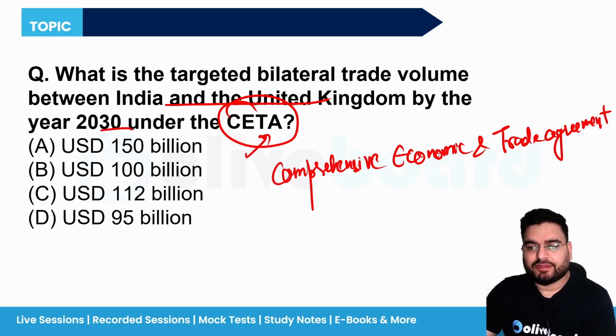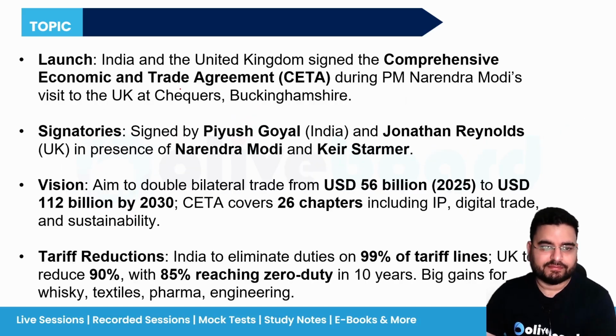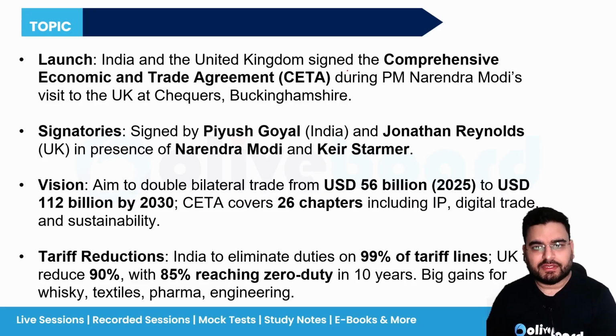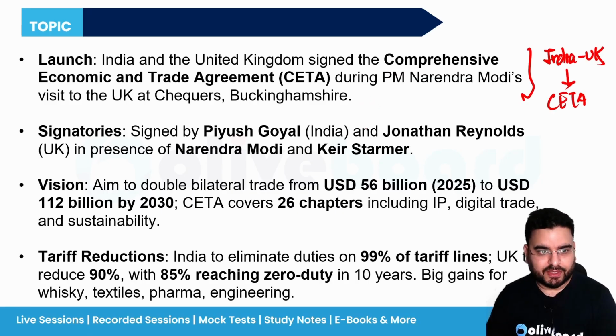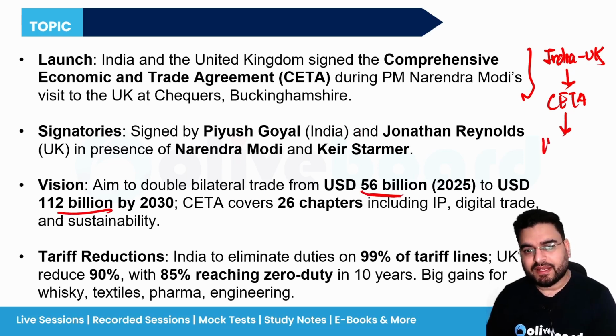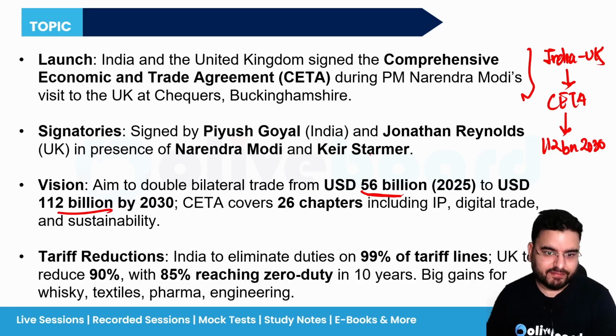Yes, 2023 was the international year. So first of all, CETA is between which two countries? India and UK. They have done a CETA agreement, and they want to double the bilateral trade from $56 billion to $112 billion by 2030. That is the target.